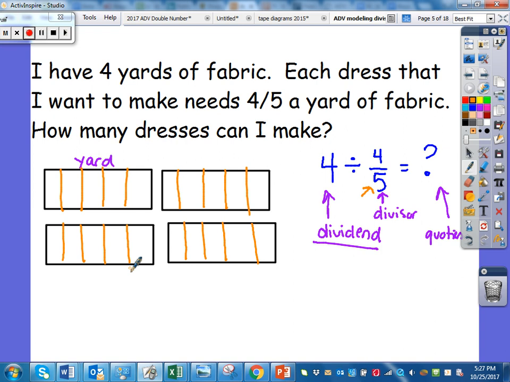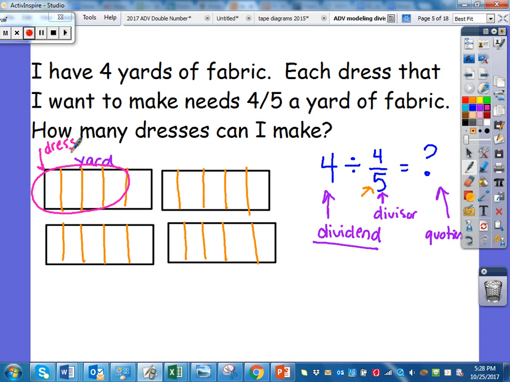Now it makes a lot more sense, because step 3 is to circle groups of the divisor. How can I circle a group of 4/5 if it wasn't split into 5 pieces to begin with? So I'm going to circle a group of 4/5. Let's think about what that represents. Right here is 4/5 of a yard of fabric. That represents 1 dress, so that circle represents 1 dress so far.